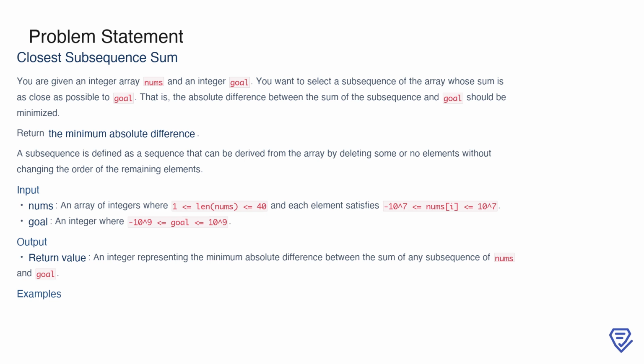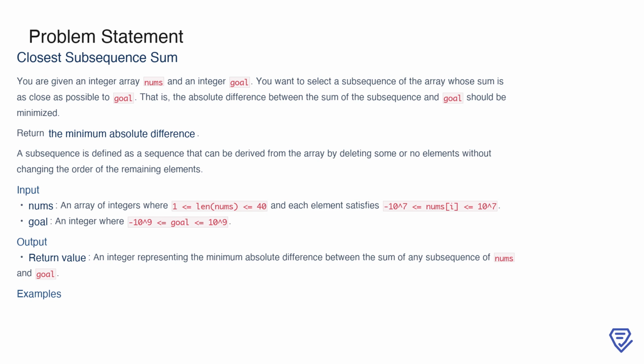In this problem, we are tasked with finding a subsequence of an array nums whose sum is as close as possible to a given target value, called goal. To quantify this, we minimize the absolute difference between the sum of the chosen subsequence and the goal. A subsequence is simply a sequence derived from the original array by removing 0 or more elements, without rearranging the order of the remaining elements.